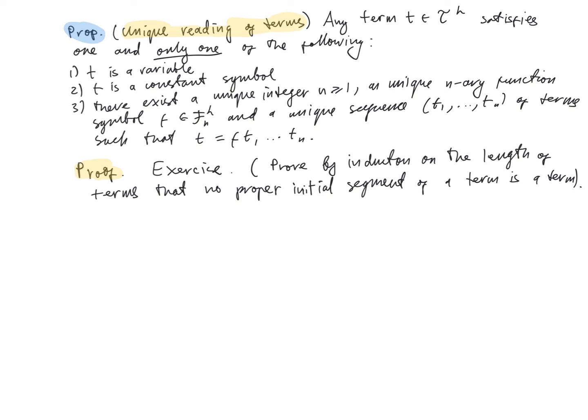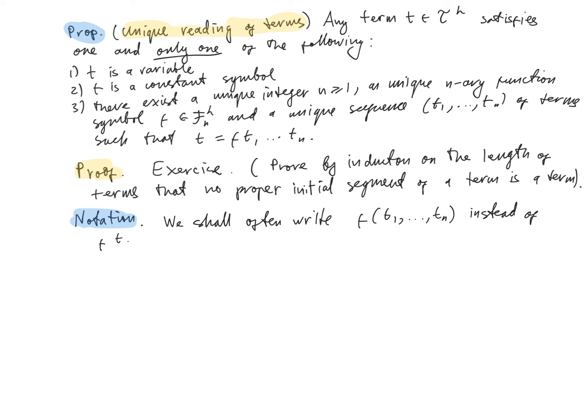We introduce some notation in order to make it easier to read expressions involving terms. From now on, we shall often write f of t1, ..., tn instead of f concatenated with t1, etc., concatenated with tn. Later we will see that this notation is suggestive and consistent with how terms will be interpreted.